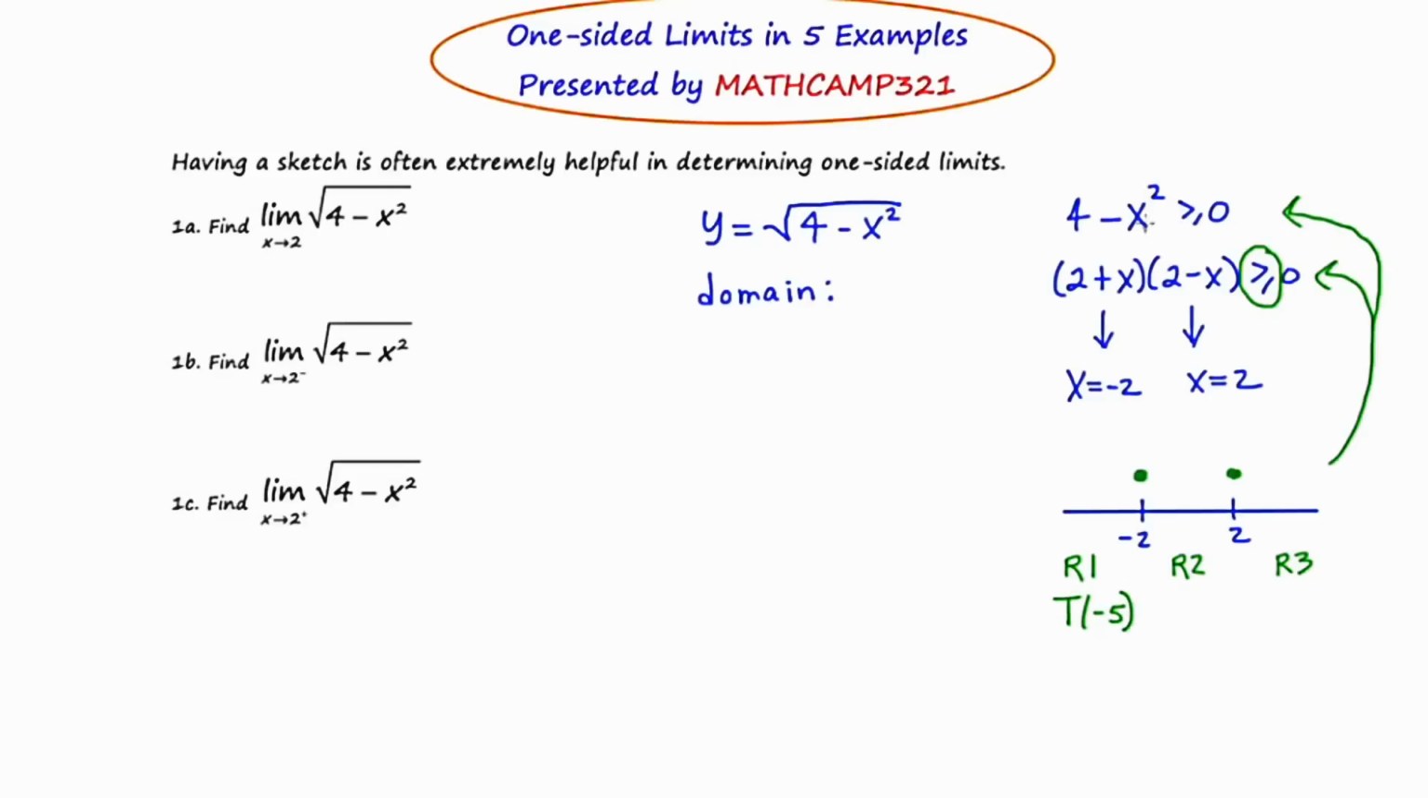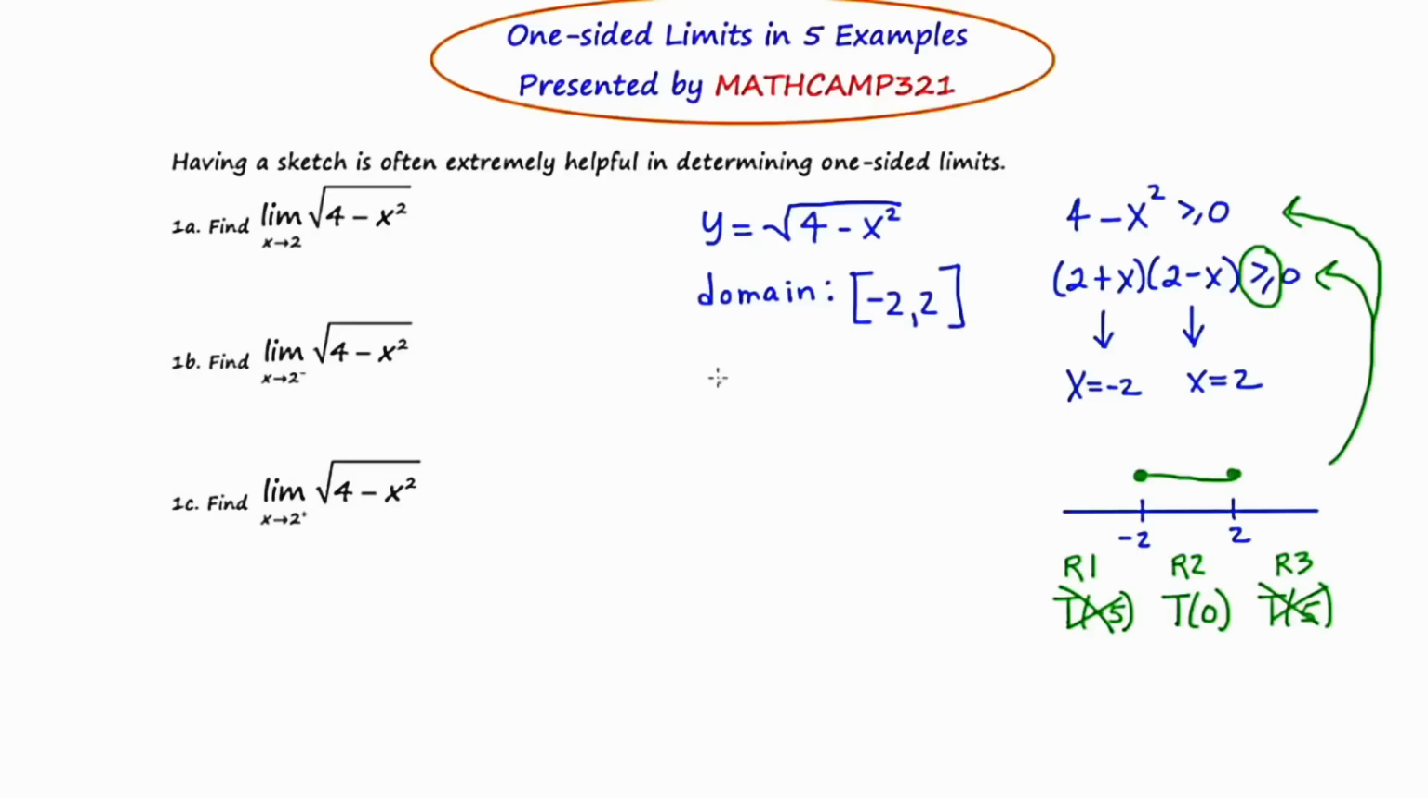Negative 5 squared is 25. 4 minus 25 is negative, and that's not greater than or equal to 0, so this does not work. In the middle region, a convenient test value is 0. 0 squared is 0, and 4 minus 0 is 4, and that does work. If I test positive 5, it's the same outcome as over here, so that's not going to work either. So the domain is everything between negative 2 and 2 inclusive.